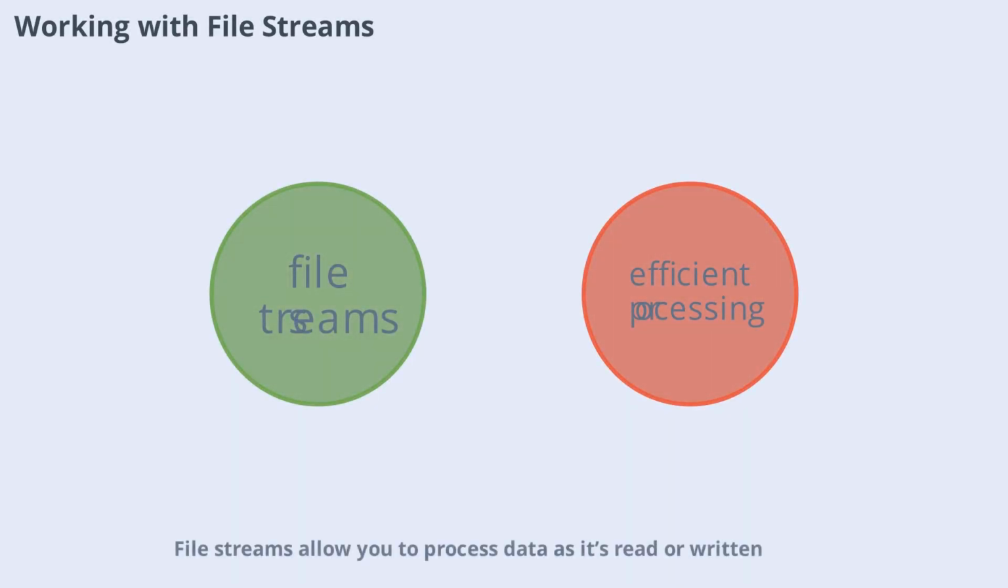File streams allow you to process data as it's read or written, rather than loading everything into memory. This is especially useful for large files or real-time data. Python's file objects are stream-based, letting you read or write data efficiently and flexibly.